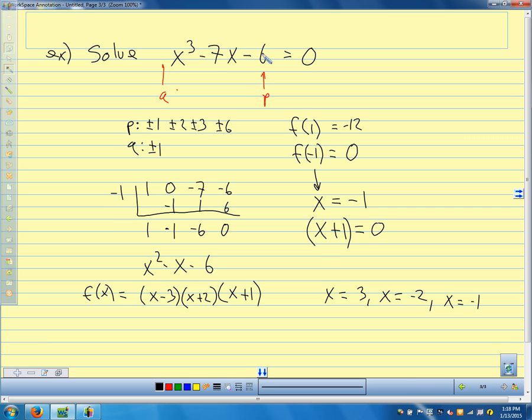Okay. All right, let's look at another example. Let's do a fourth degree polynomial where we have to do more than one synthetic division.